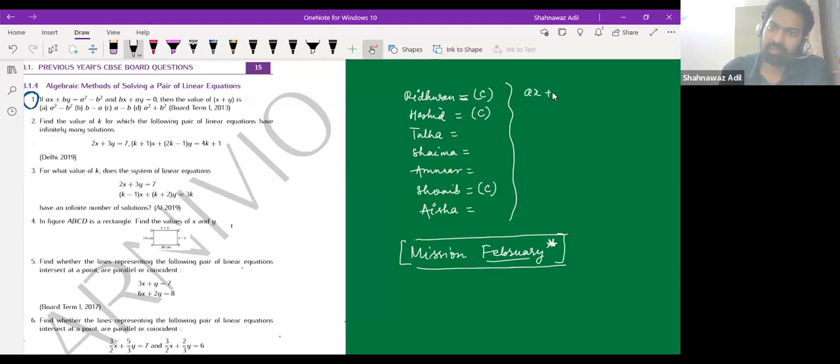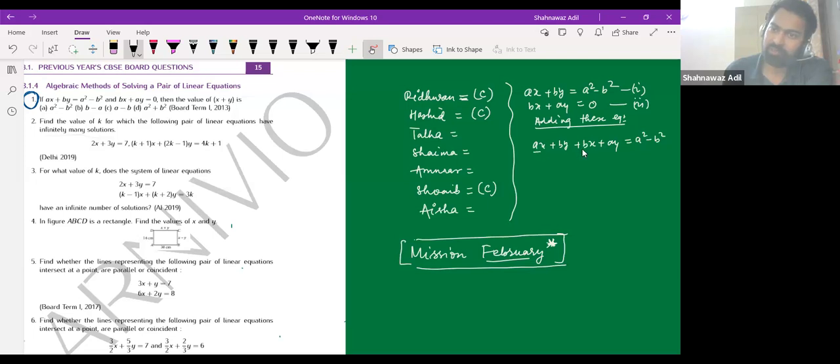So ax plus by is a square minus b square, and bx plus ay is 0. So let's say this is 1, this is 2. So adding these two equations, what will we get? Ax plus by plus bx plus ay. This is a square minus b square.